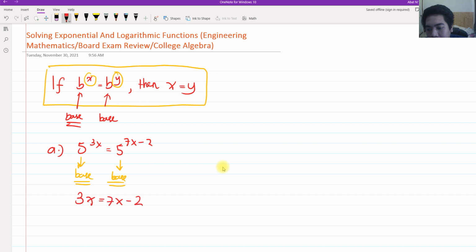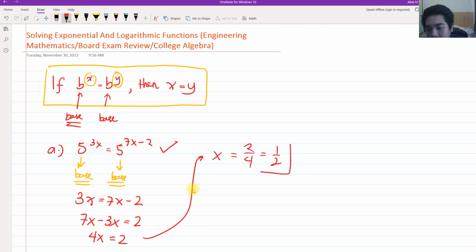Then we're going to solve for the value of x that would make this equation equal. So we have 7x minus 3x equals 2. So that's 4x equals 2. Solving for x, we have 2 all over 4, or basically 1 half. So this is the value of x that would make this equation equal, as it is being asked that we solve for the value of x.